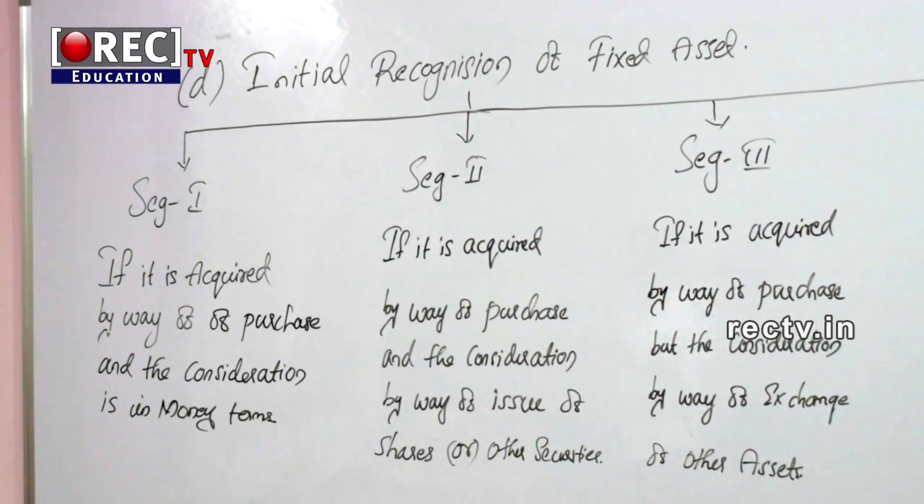Note, however, scrap generated on trial run, if sold, the sale value should be reduced from the trial run cost. And any discount availed should be reduced from the asset value. And also government grants received in relation to fixed asset should be reduced from the fixed asset value as per AS 12.